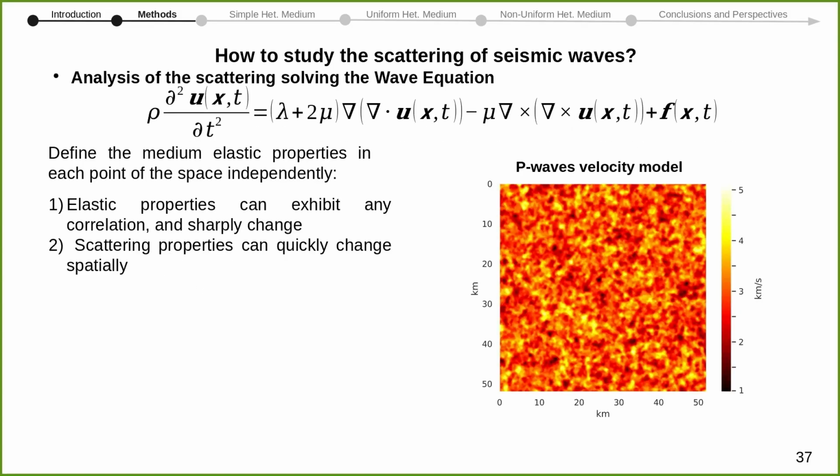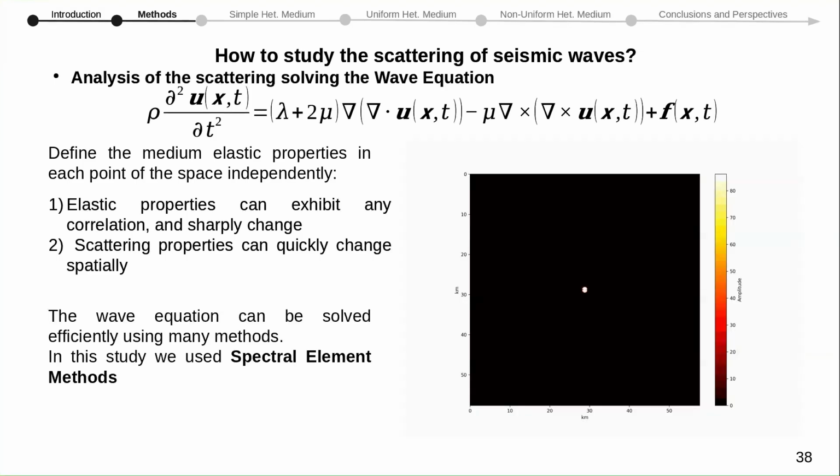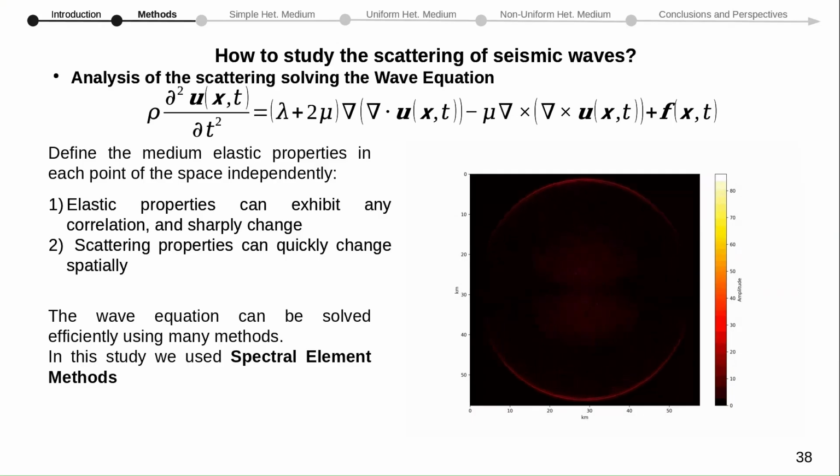To solve the wave equation, we need again to define our medium, but in this case, we need to define the elastic properties at each point of the space, and they need not exhibit any specific correlation. And also we can consider, for instance, sharp changes, which means we can introduce interfaces. Also, as we will see in this thesis, scattering properties can change quickly spatially. In this study, the wave equation was solved using spectral element methods, which is probably nowadays the most used method to ease computational velocity and accuracy. And here we see on the right one example of the computations that we will analyze later in this presentation. So now we have an idea about the tools that we use to investigate the scattering properties.